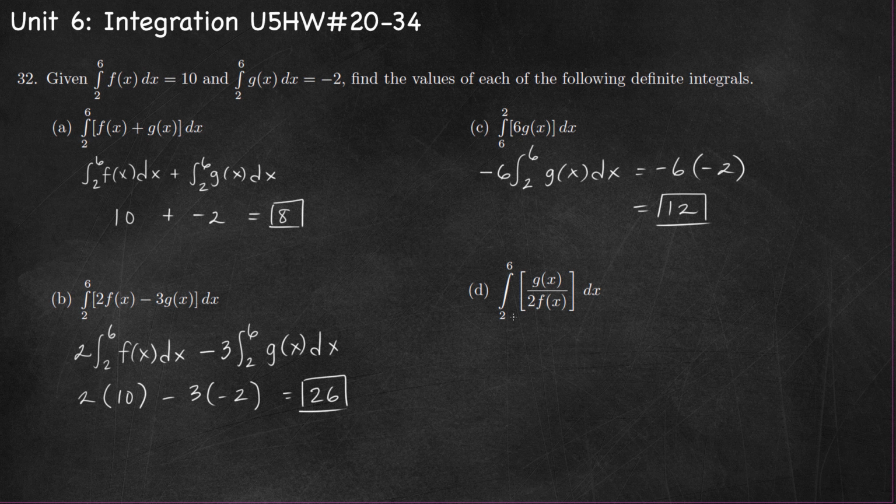Part D, the integral from 2 to 6 of g of x over 2 times f of x. Well, I can bring the 2 out. It's in the denominator, so it's still in the denominator when it comes out. So I'm bringing out a 1/2 from 2 to 6, g of x over f of x dx. Well, we've seen properties where we can split integrals when we're adding or subtracting, but not when we're multiplying or dividing. We don't have any property that is going to allow us to evaluate this based on the information that we know. So this one cannot be determined.